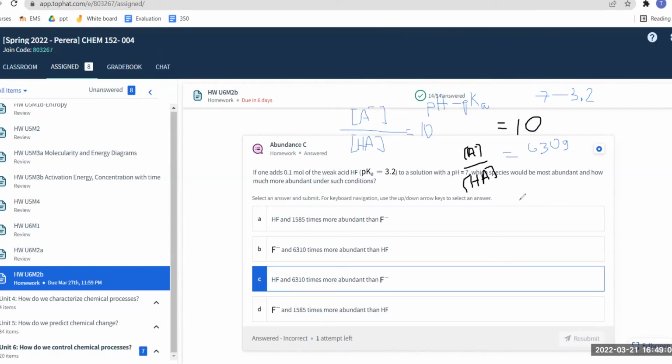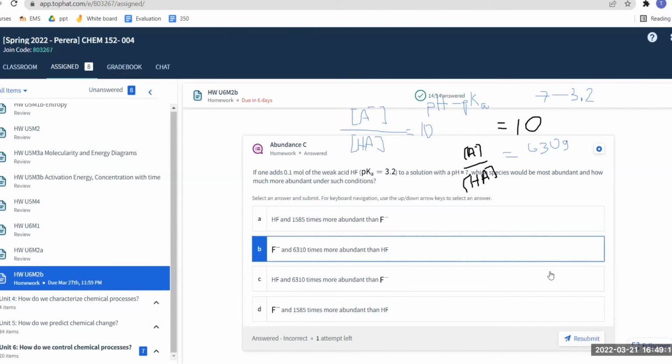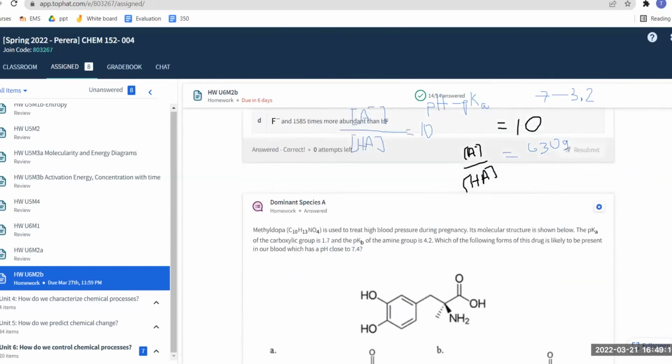Yeah, the base. Which is F minus. F minus. Yep. That's it.